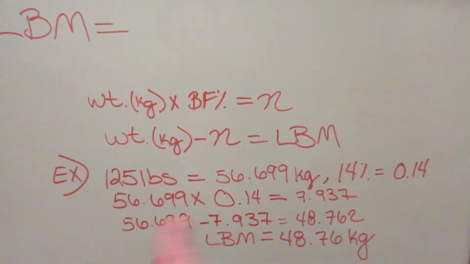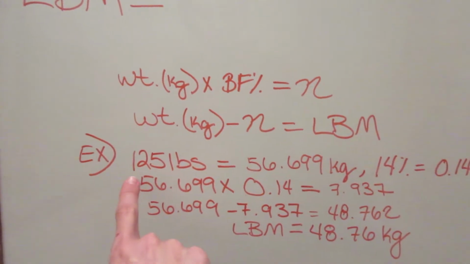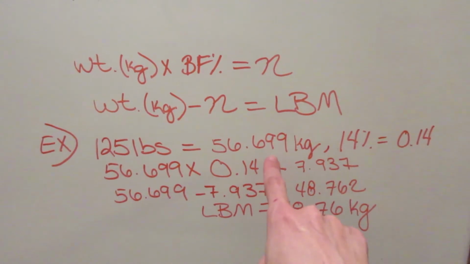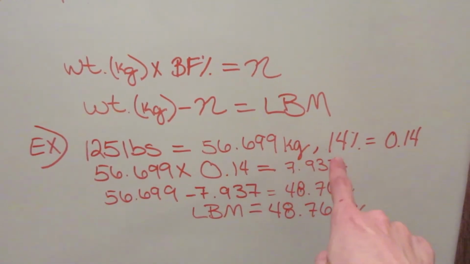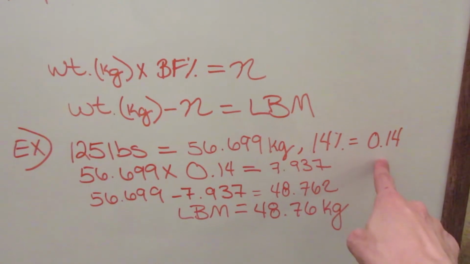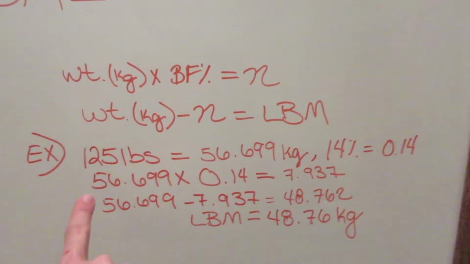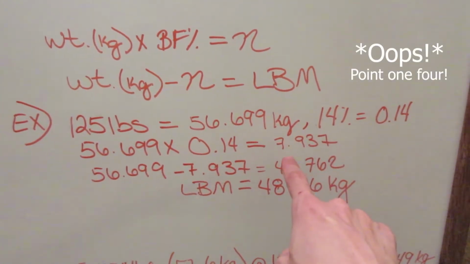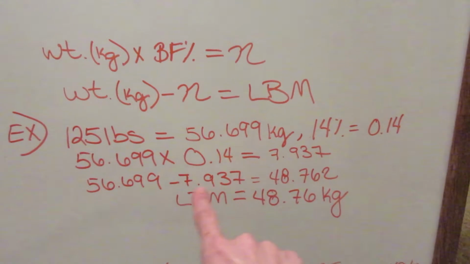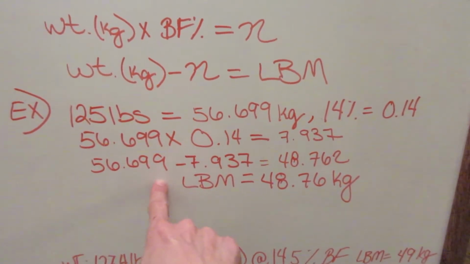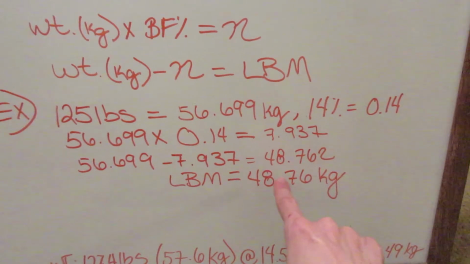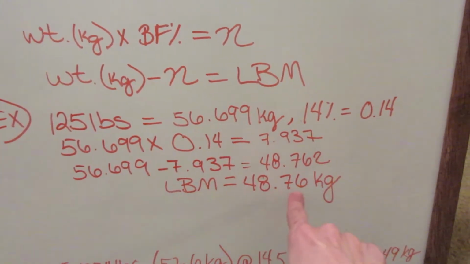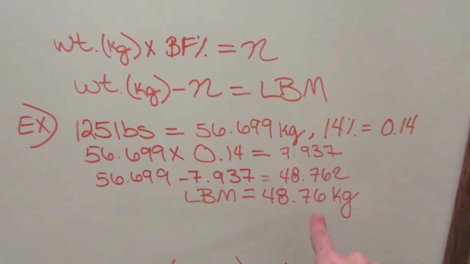So right before the show, when I was doing my calculations, I was about 125 pounds, and in kilograms, that's 56.699, and I was at 14% body fat. Now we're going to turn that into a decimal. 14% is 0.14. Let's do the math. 56.699 times 0.14 equals 7.937. So then we're going to take my weight in kilograms minus that number, and that equals my lean body mass. Now I'm going to reduce this down to just 2 decimal points, so 48.76.